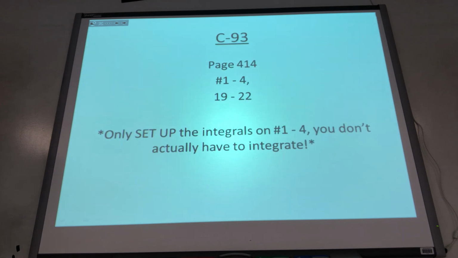Good stuff. Okay. So here's the assignment, and I do want to show you something pretty important about the first 4. But if you want to write it down real quick here, this is C93 from page 414. We're doing 1 to 4 and then 19 to 22.